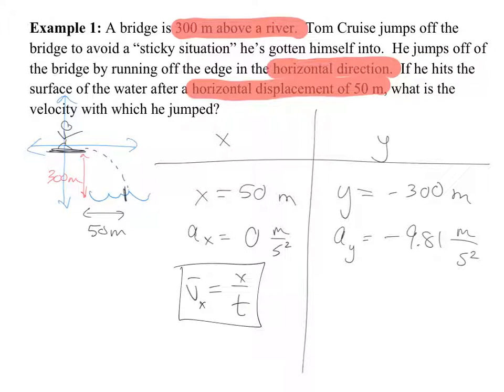So, again, Tom Cruise did what? He ran off a bridge horizontally to save himself from something. So the velocity with which he ran off the bridge is in the X direction. So in the end of this problem, our goal is to find V bar X, the constant velocity in the X direction. It's not going to change. This velocity will never change. The velocity over here will indeed change.